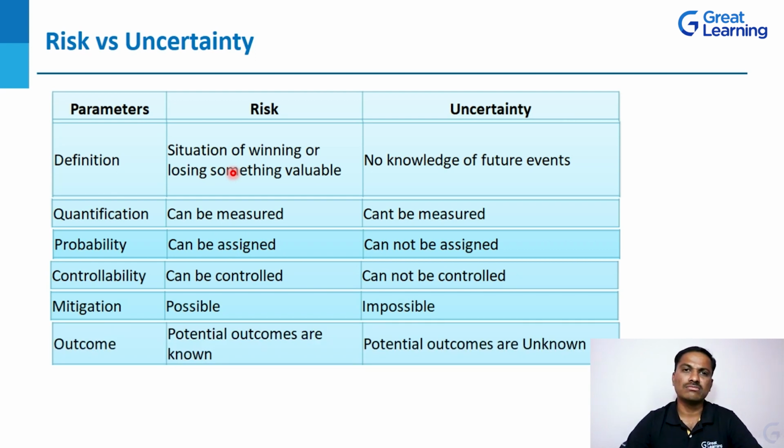So what is the outcome when it comes to risk? When it comes to risk, you can measure the outcome. So what is the potential outcome? I may lose some amount, I may gain some amount. That is the outcome. I can predict or I can understand that. But when it comes to uncertainty, it is not possible to understand the potential outcomes.